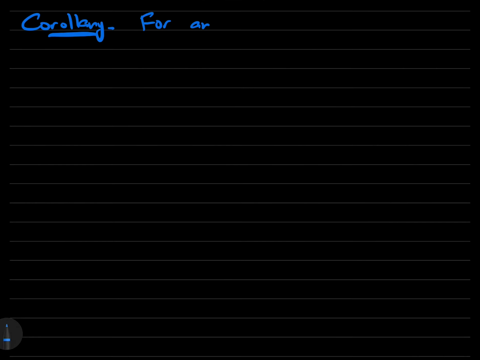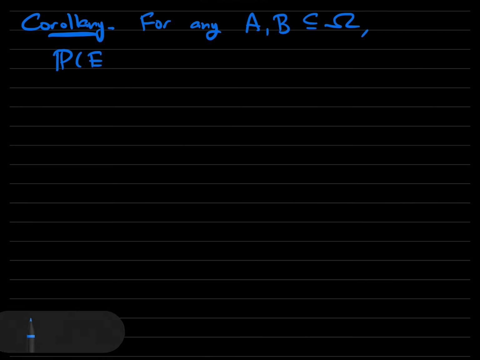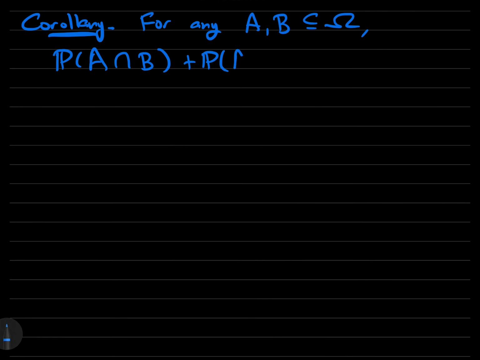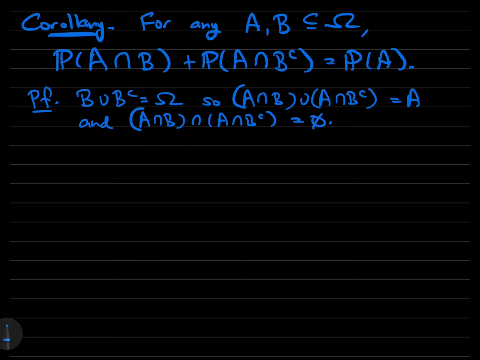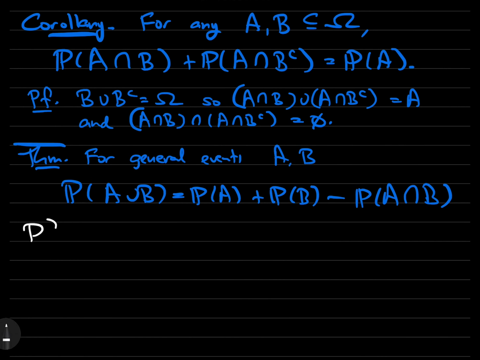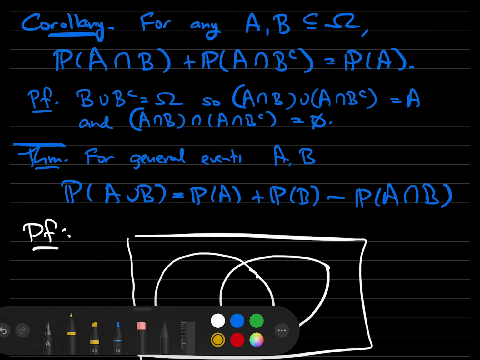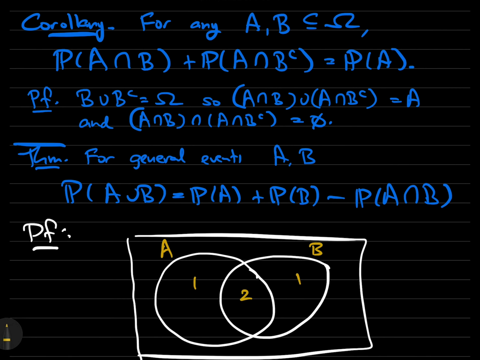One direct corollary of the previous theorem goes like this. If we take any 2 events A and B, then the probability of A intersect B plus the probability of A intersect B complement equals the probability of A. We also can show the theorem that says if we take any 2 events A and B, the probability of A union B is the probability of A plus the probability of B minus the probability of A intersect B. And we can prove this using a Venn diagram.